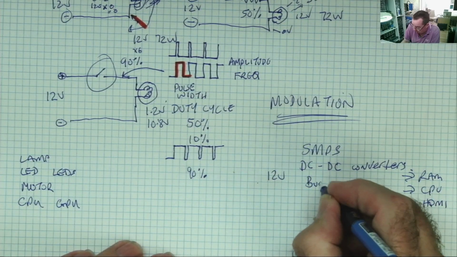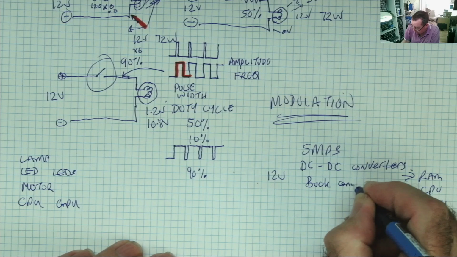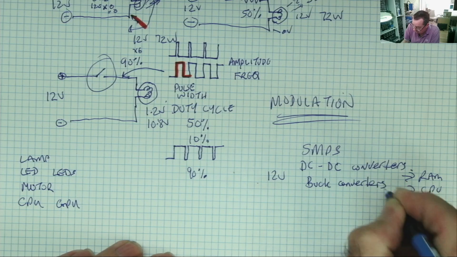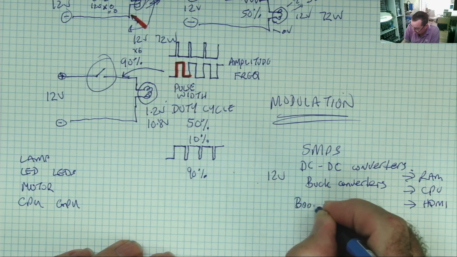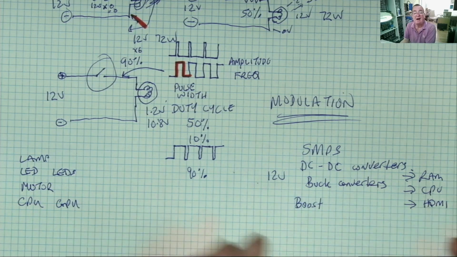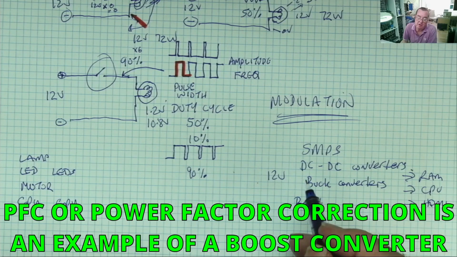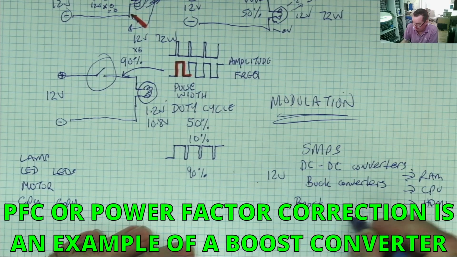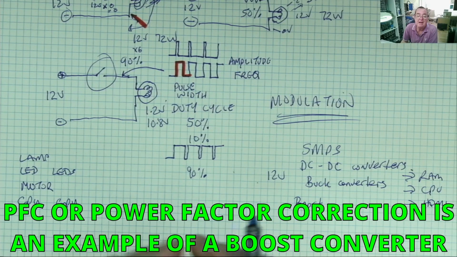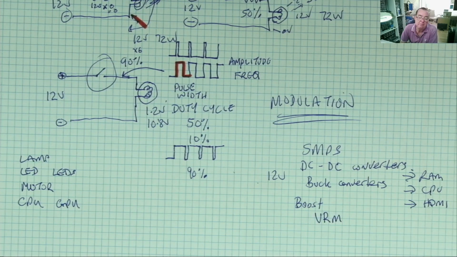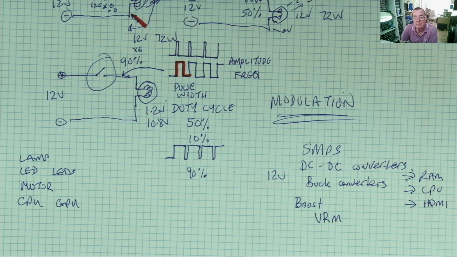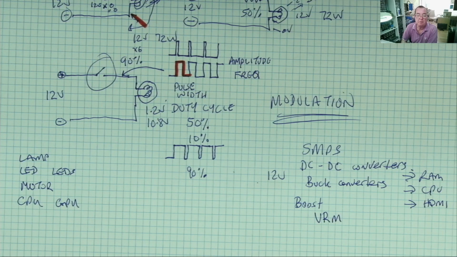These are often called buck converters as well. And for that matter, we get boost converters that take an incoming voltage and give a higher voltage out rather than a lower voltage out. A commonly mentioned thing, VRM, voltage regulator module, found particularly on graphics cards and motherboards. That's also a form of DC to DC converter.